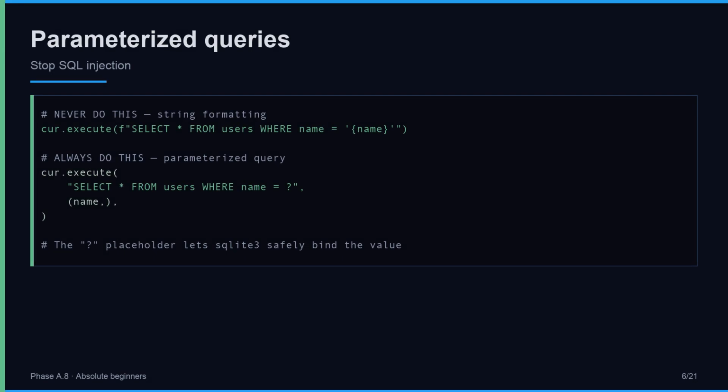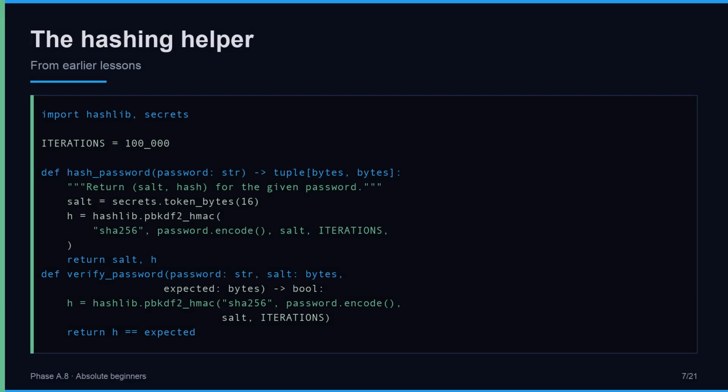Critical security rule, use parameterized queries. Never format user input directly into a SQL string. The wrong version on top is vulnerable to SQL injection. A malicious name like "drop table users" can destroy your database. The right version uses a question mark placeholder and passes the value as a tuple. SQLite binds the value safely, treating it strictly as data, never as SQL. Always use placeholders for any value that comes from outside your code. Block injection.